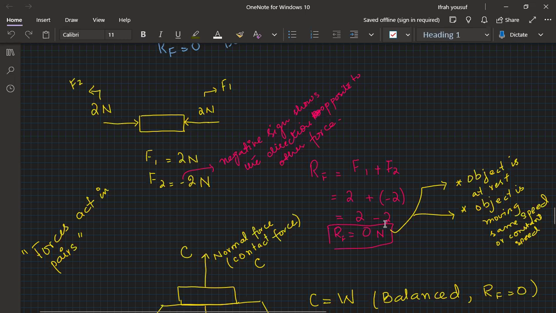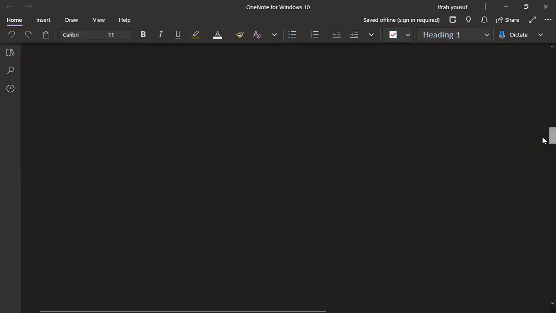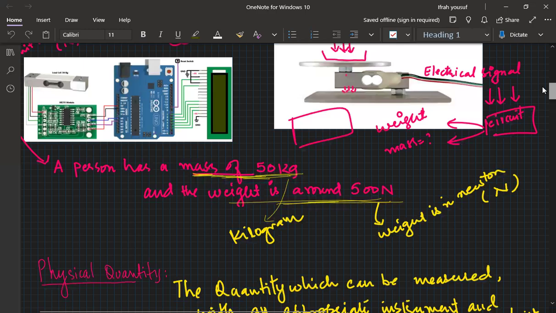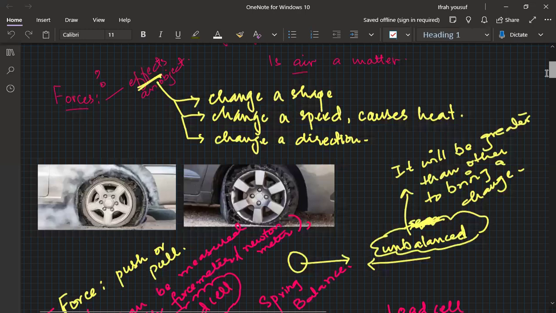After getting 0 Newton, what can we predict? We can predict that there are two conditions. Either the object has to be at rest, or if it is moving, it has to move with the same speed. It cannot change its speed. Remember, we discussed in one of the classes that the effect of force can be to change the speed. So what is that force? That is the unbalanced force. You remember unbalanced force? I have discussed this here.